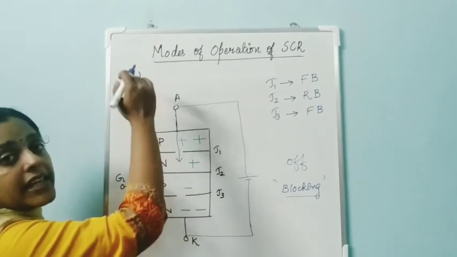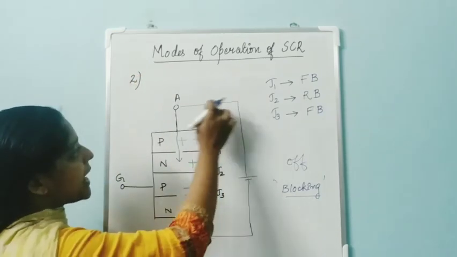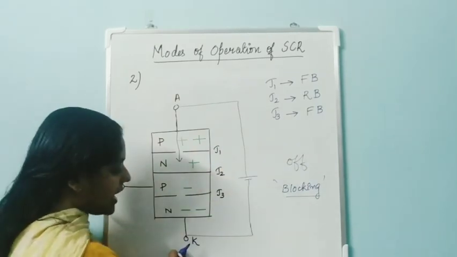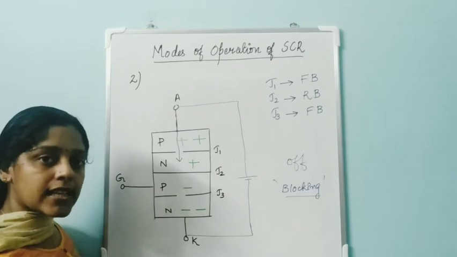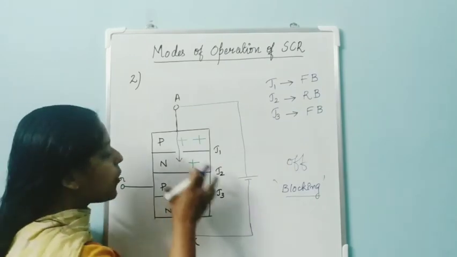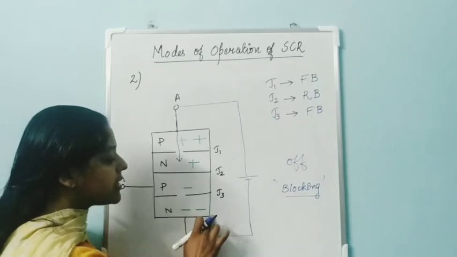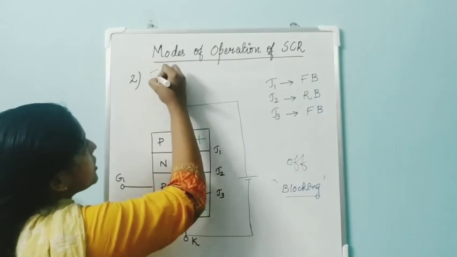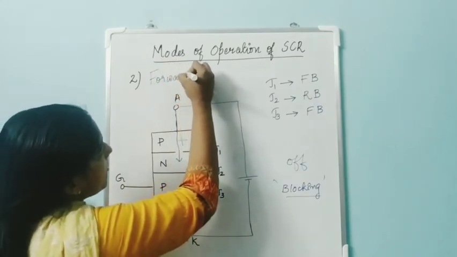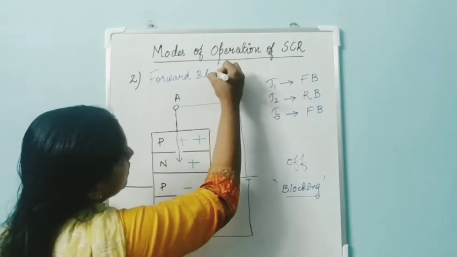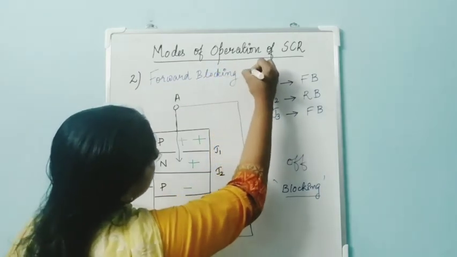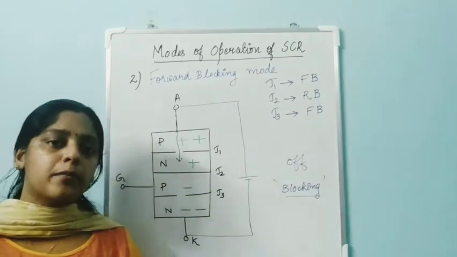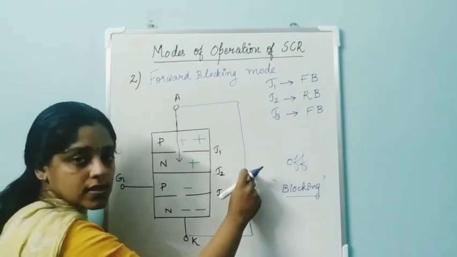Okay. So how can you name this mode of operation? What type of biasing is given to this device? Anode is connected to positive and cathode is connected to negative. What type of biasing? Forward biasing. And what is this device operation? Is the device conducting? No, the device is blocking. So you can call this mode of operation forward blocking mode.